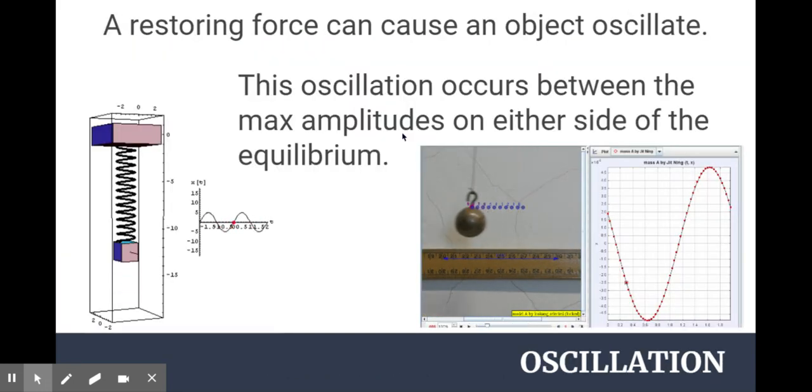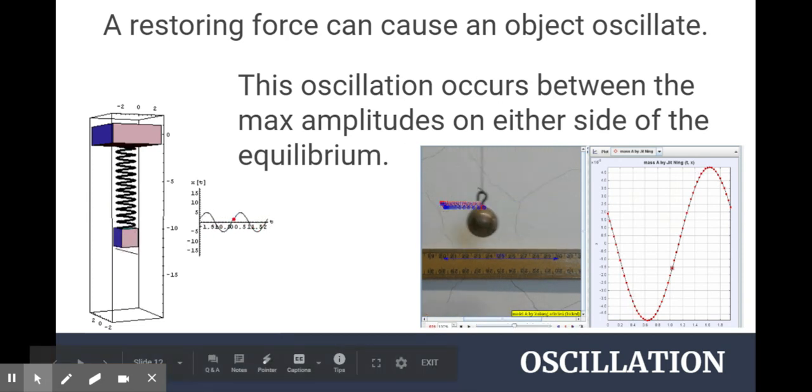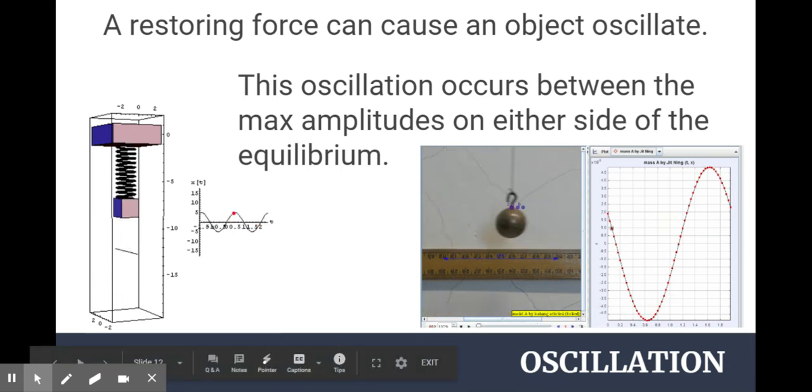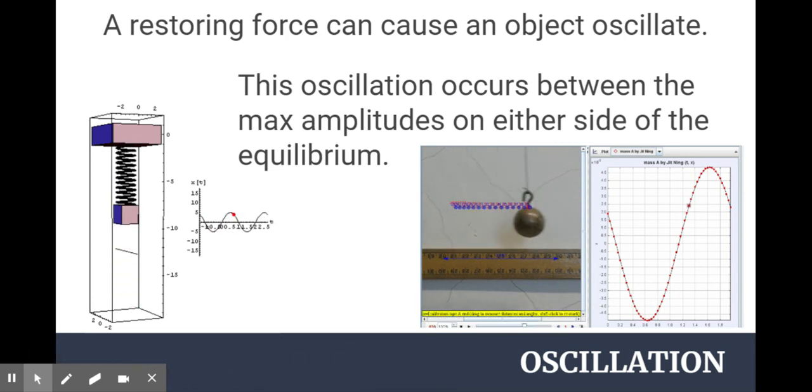All right. So anytime there's a restoring force, it's going to cause an object to oscillate. Now, this oscillation will occur between the two maximum amplitudes and on either side of equilibrium. So if we look at this image right here on the left, we have a mass on a spring that's oscillating up and down. And this line right here is our equilibrium position. This is where the block would be if it wasn't moving. If it was naturally just at rest, this is where it would be.